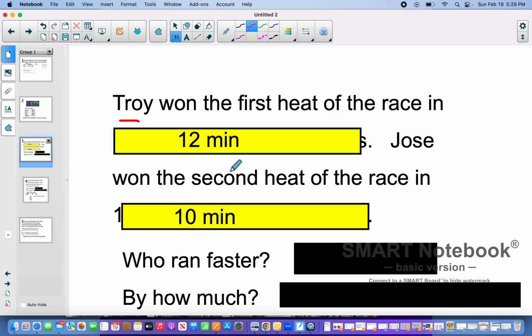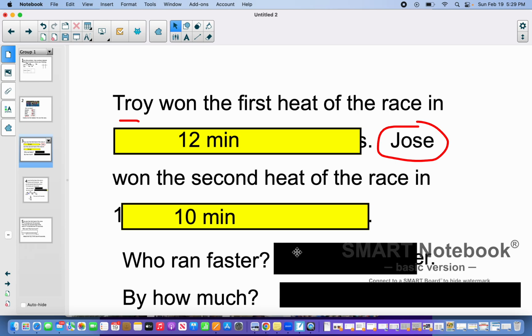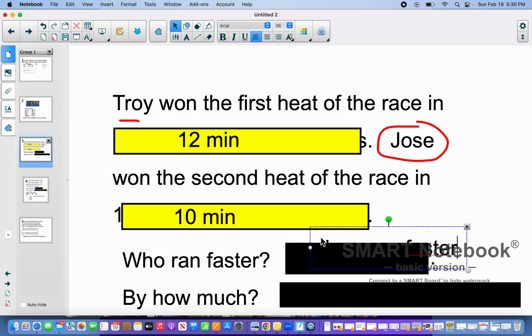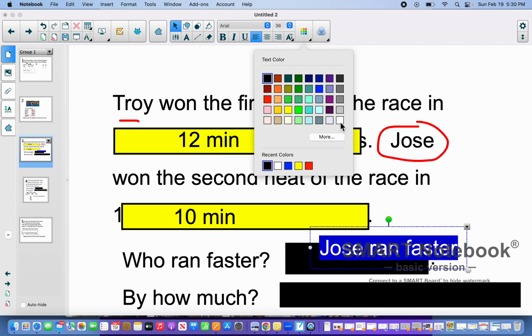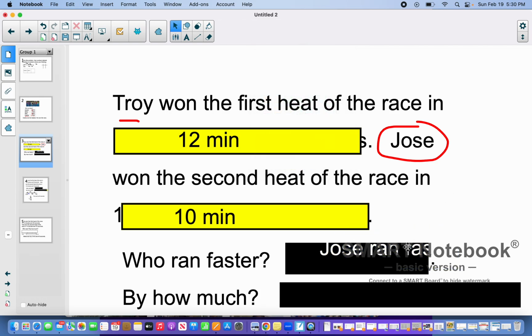So for this one, who ran the fastest, it's going to be Jose. Okay? So Jose ran faster. And because he has the shortest time. So don't be tricked. Okay? So Jose ran the fastest. Why? Because he did it in 10 minutes. And then by how much?